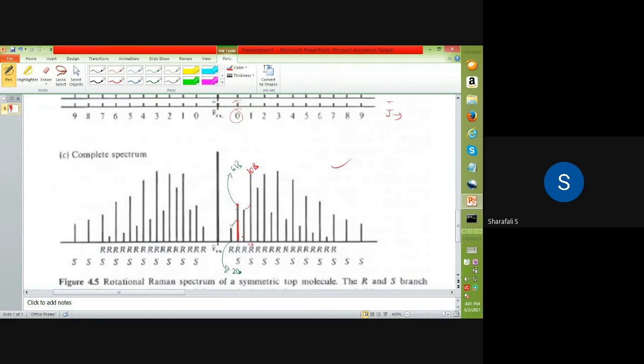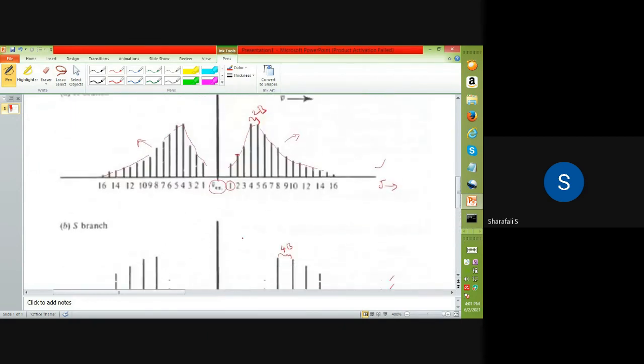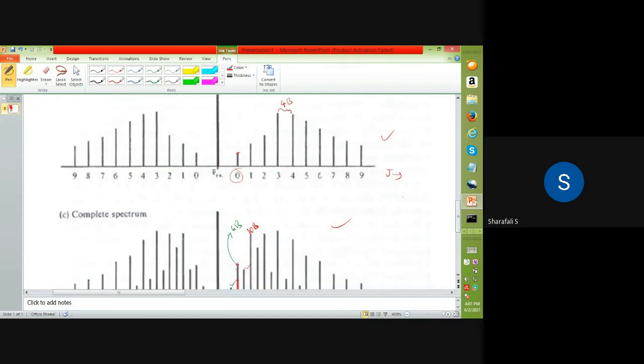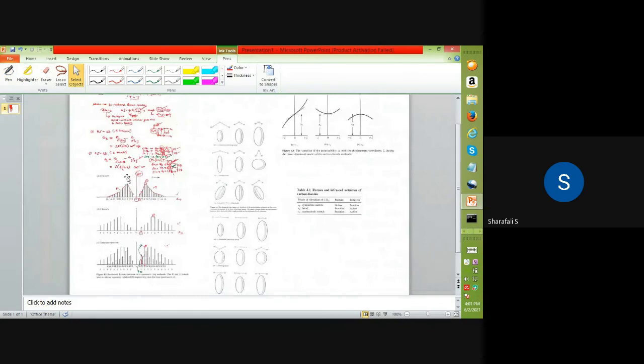Okay, so this is the spectra corresponding to the pure rotational Raman spectra of the symmetric top molecule. That is what we discussed so far.